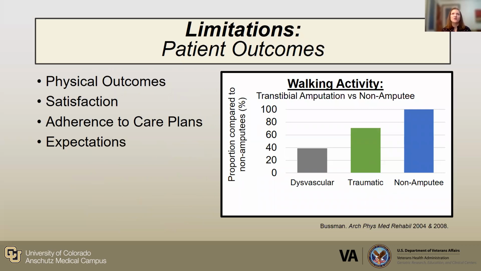Okay, so we know that both psychosocial and physical outcomes for people after lower limb amputation are poor when compared to people without amputation, with documented reductions in strength and walking activity and challenges with patient dissatisfaction and prosthesis abandonment. All of this is possibly influenced by the underinformed patient expectations for what they can realistically accomplish with a prosthesis.